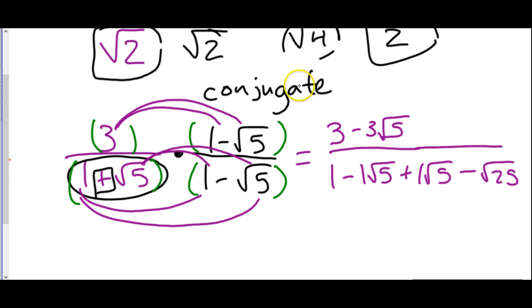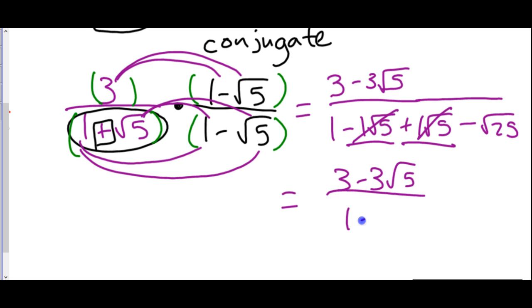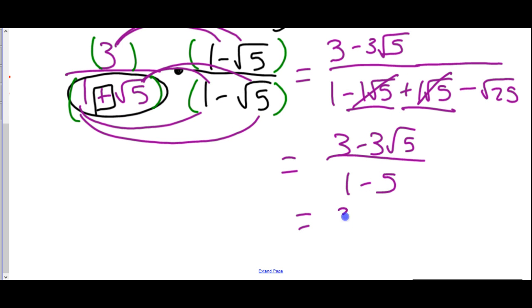So the reason we chose that conjugate is because now these middle terms will cancel. And we can also recognize square root of 25 as a perfect square. The square root of 25 is 5. So now we simplify, we'd have 3 minus 3 square root 5 all over negative 4.